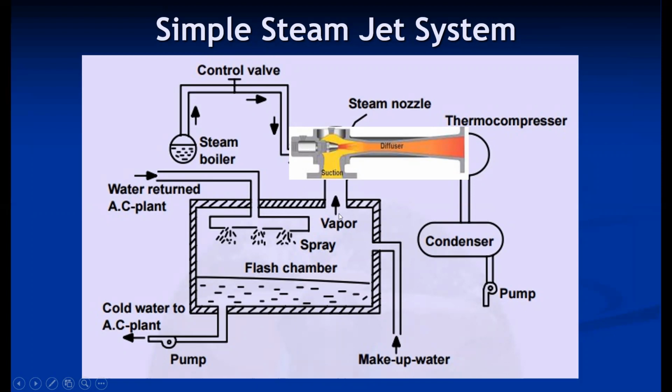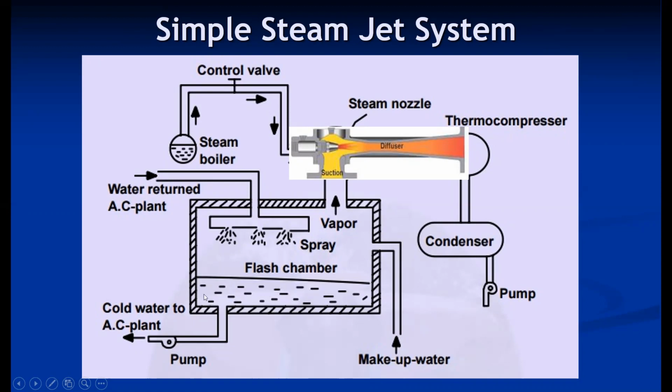Because of the low pressure here, whatever vapor molecules are there are sucked out and a vacuum is created. If this pressure falls below the vapor pressure of the water, that is around 7 to 8 degrees Celsius, so 7 to 8 torr or 7 to 8 mm of Hg, then the water starts vaporizing, and in vaporizing it takes latent heat from the liquid.